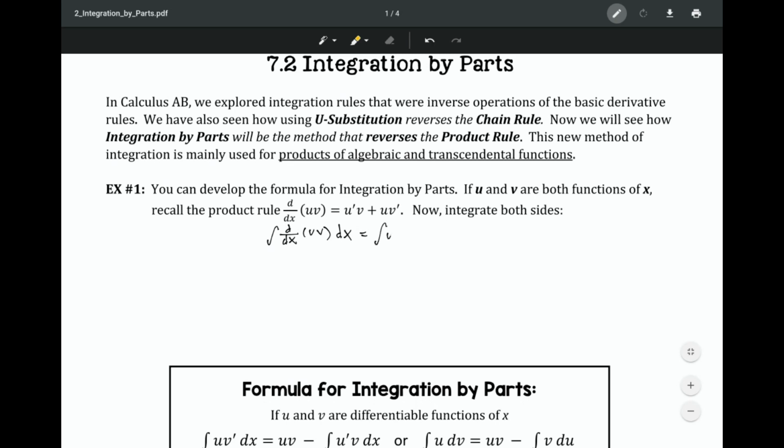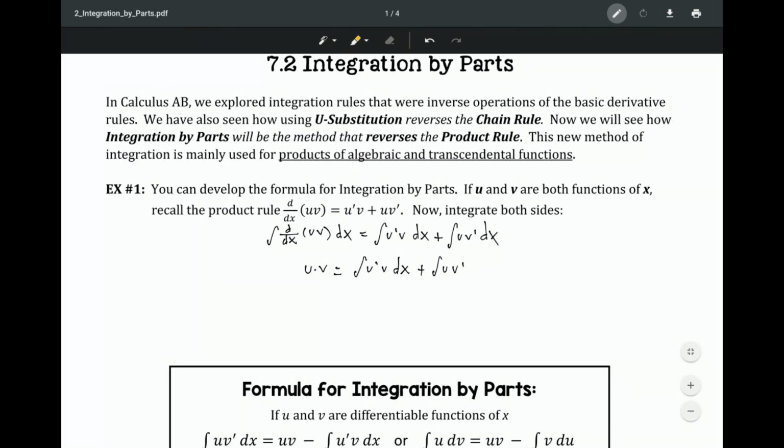So again, we're going to integrate both sides. And remember, when I integrate the right side, I can split that up into two different integrals, where I can integrate each term one at a time. Now, when I integrate the left side, all I'm left with is u times v, and I really can't do anything with this.